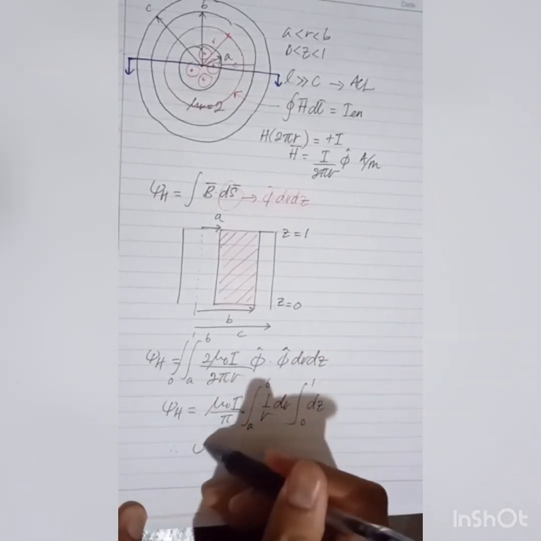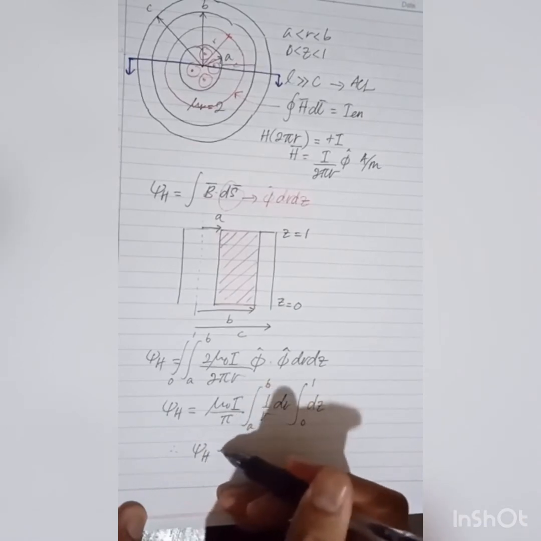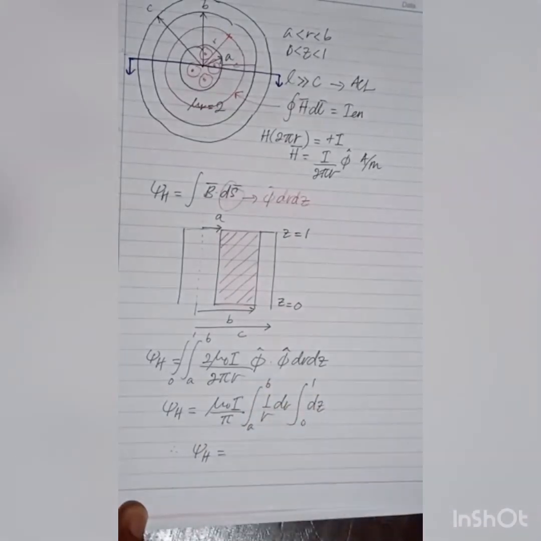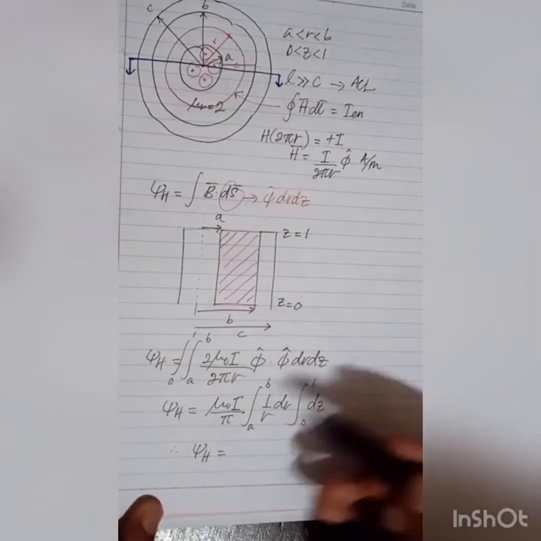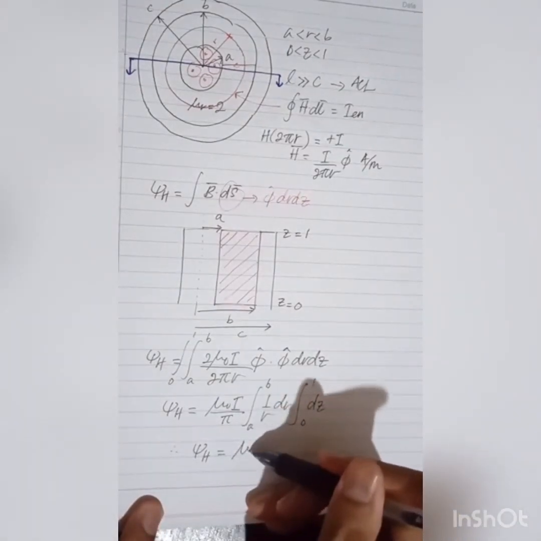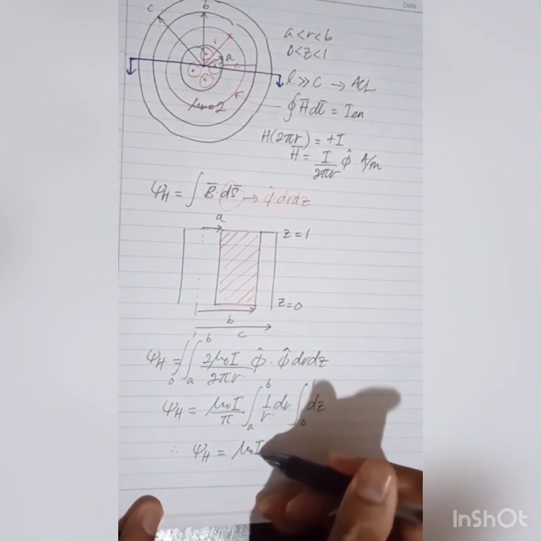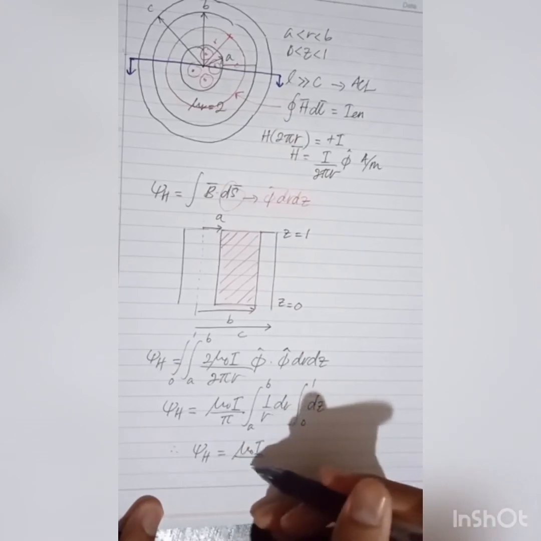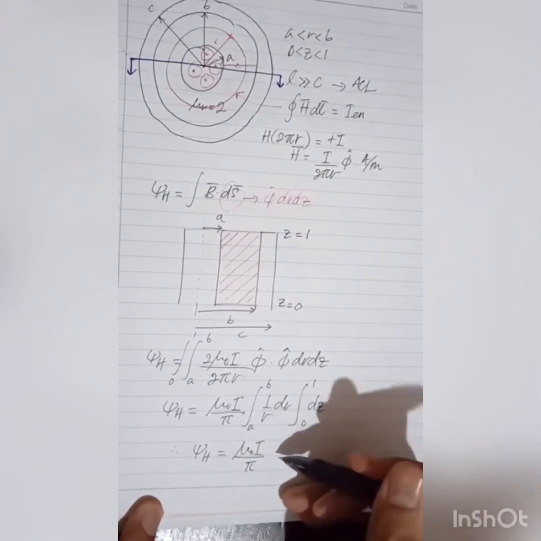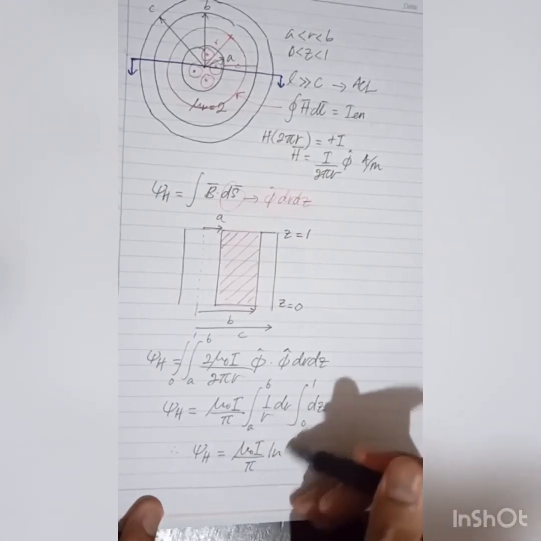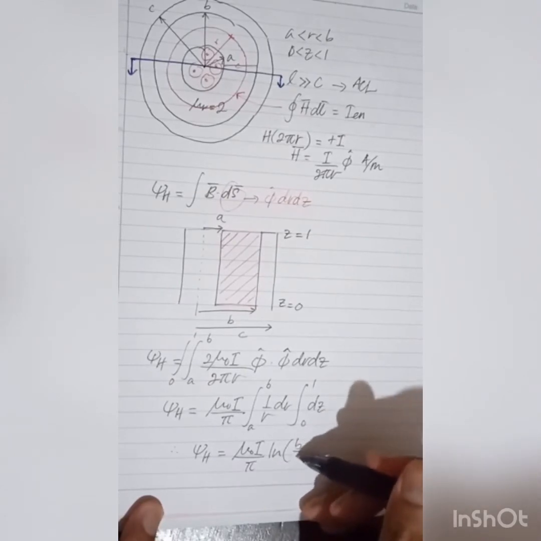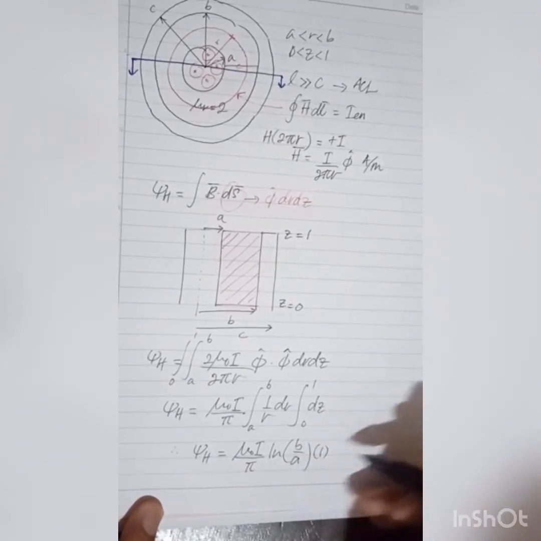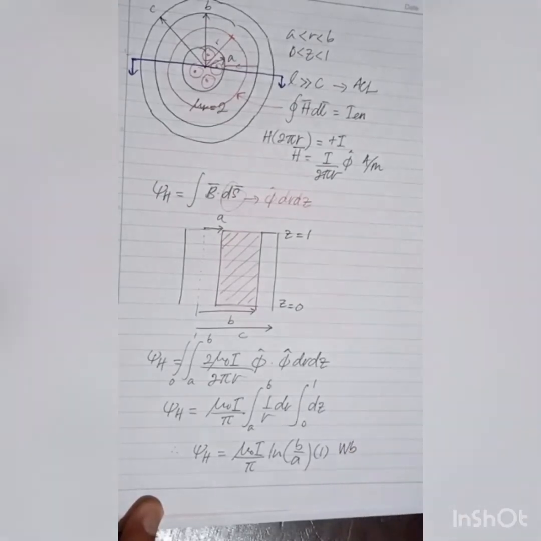So finally, your magnetic flux that passed through that surface of interest is given as mu naught I over pi times ln of B over A, times 1. So that's our magnetic flux.